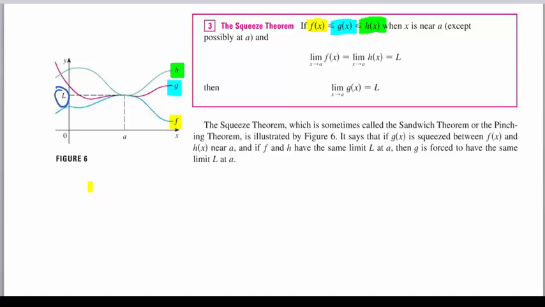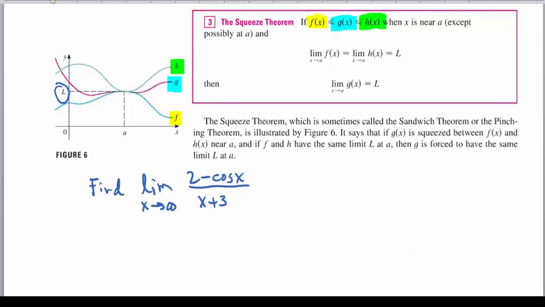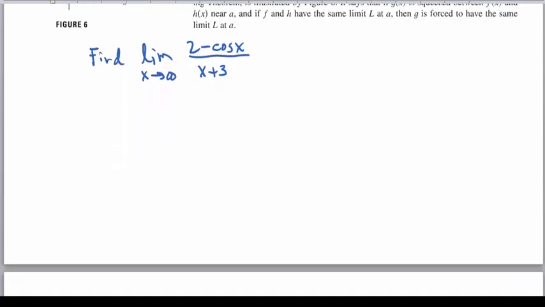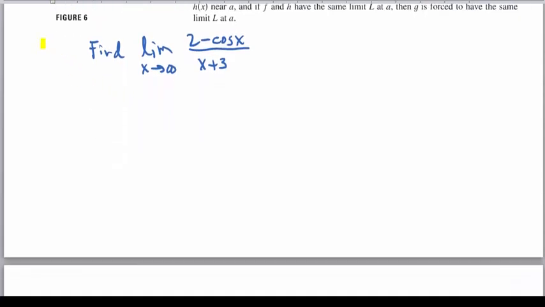all right, well, find the limit as x approaches infinity of 2 minus the cosine of x over x plus 3. Alright? Because now you're actually asked to find a specific limit, and there's no graphs involved or anything like that.